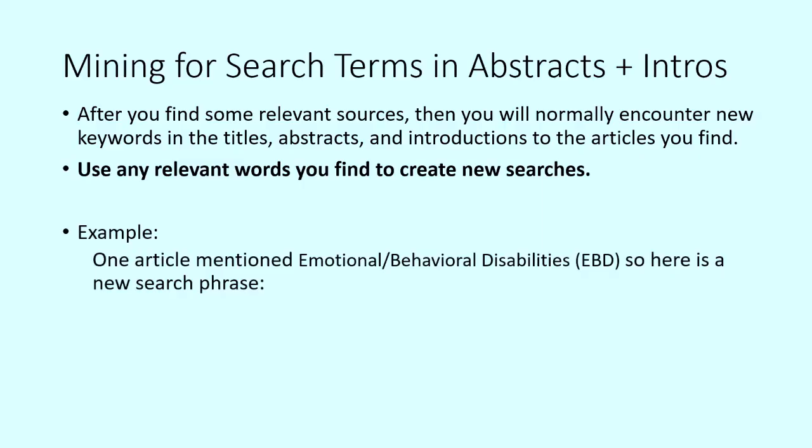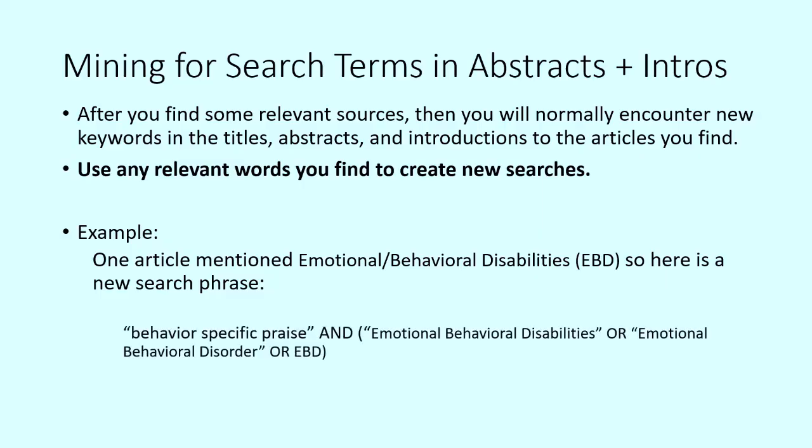So here's an example. When I put in my previous search phrase that I made up, I found one article that was about emotional behavioral disabilities, also known as EBD. So here's a new search phrase based on that. I did a little bit of background reading there. In quotation marks, I put this phrase, behavior-specific praise, in quotes, and then I put capitalized AND. And then I put emotional behavioral disabilities in quotation marks, followed by OR, and then emotional behavioral disorder, since that's also used in some literature, or EBD, which could be an acronym perhaps for either of these.